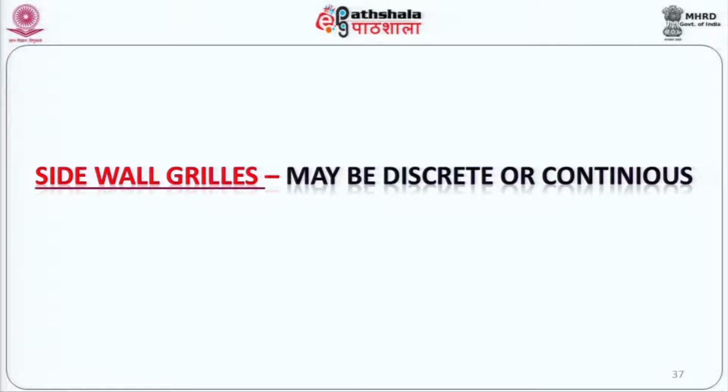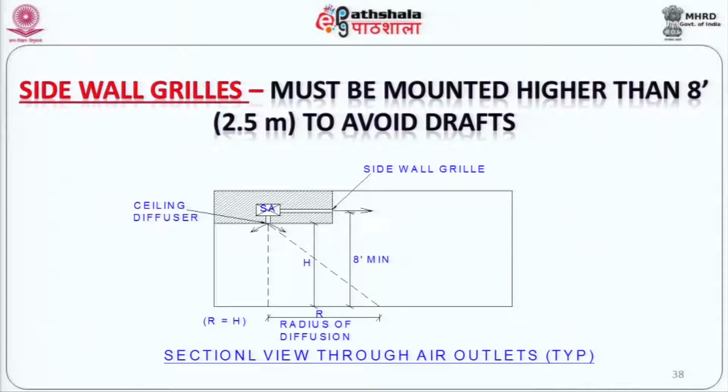Now the sidewall grills can be discrete or they can be continuous. A discrete grill is something which is meant to discharge only supply air. If it is a continuous grill, the discrete portion remains behind the grill discharging the supply, and the balance area is used for collecting the return air. This is how it would look. Schematically, the grill must be mounted at minimum 8 feet and it can discharge about 15 meters without any problem, or even higher. Now, why is it that this has got to be at 8 feet minimum?